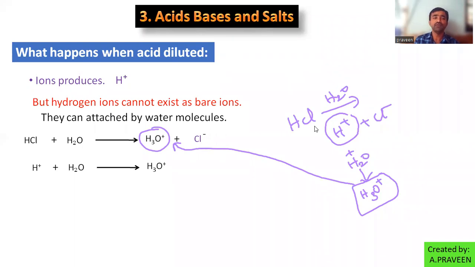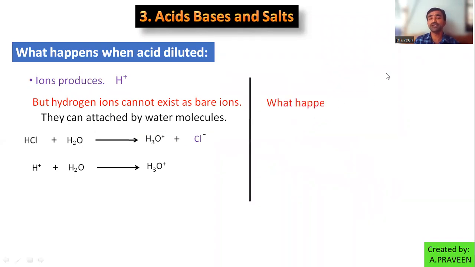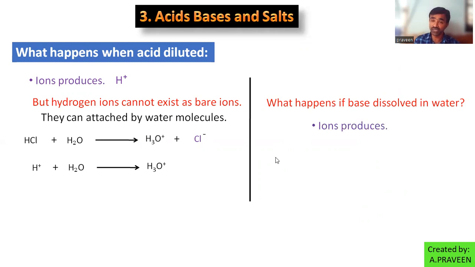Then what happens if you add a base into the water, dissolve NaOH in water, right? NaOH also produces ions. What type of ions? Basic substances especially will produce OH minus ions. NaOH in the water produces Na plus and OH minus ions in the water.